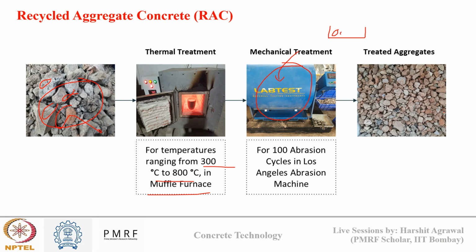The treated aggregates had better strength compared to untreated aggregate, and they were close to natural aggregate. At 700 degrees Celsius heating followed by mechanical abrasion, the aggregates that we got had almost comparable strength to natural aggregate. In this way we can improve the quality of recycled concrete aggregate also.